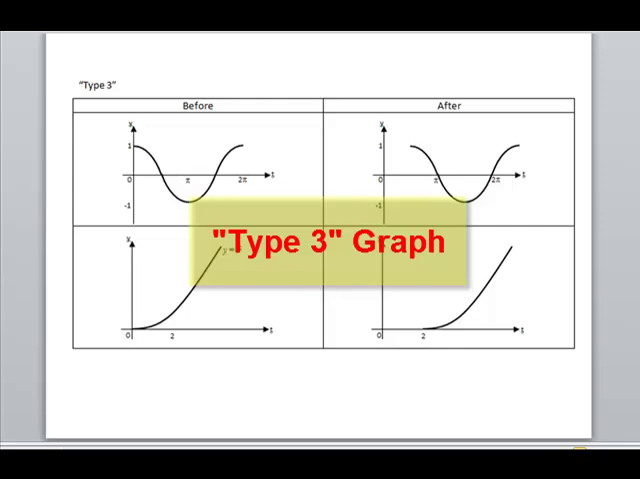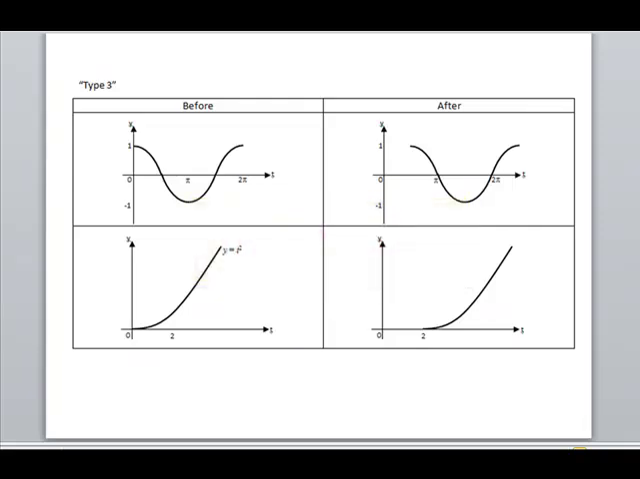This is the last type of graph. Pause the video for a while and see if you can spot what happened before and after. Now, do you notice that the graph has been shifted? Actually, they look exactly the same, but it's shifted right. Same here. The graph looks exactly the same, but it's shifted right. So this graph has been shifted right.